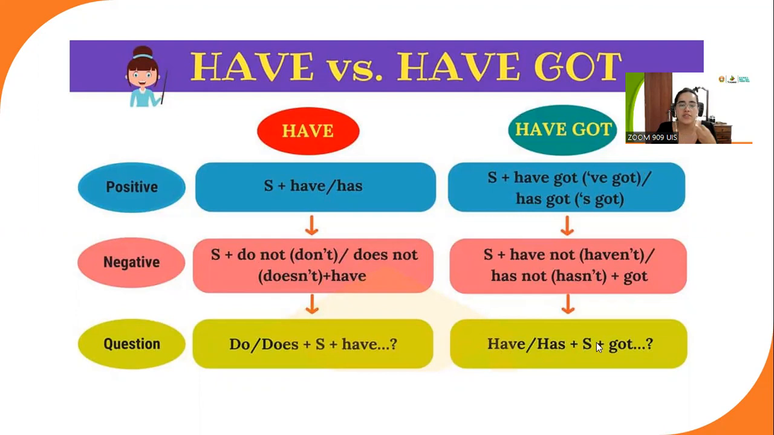Have o has she got a cell phone? Ella tiene un celular, ¿ok? No hay ninguna diferencia de significado, es estructural y sí debemos tener muy presente cuál es cada una de las estructuras, con solo have y con have got, ¿ok?